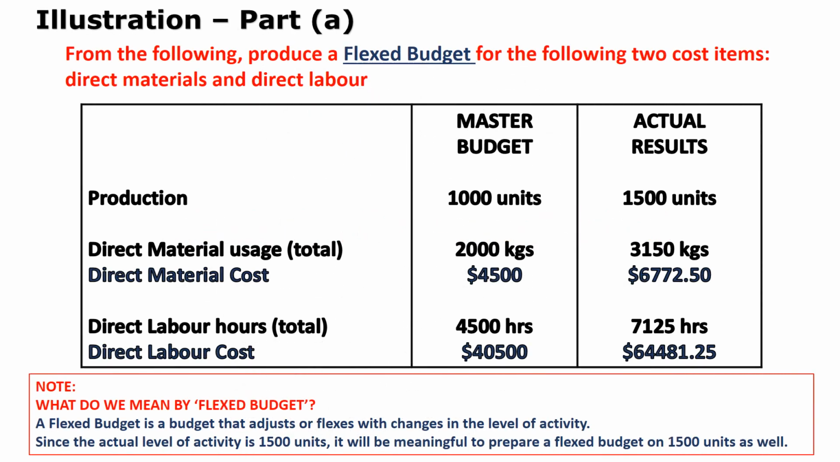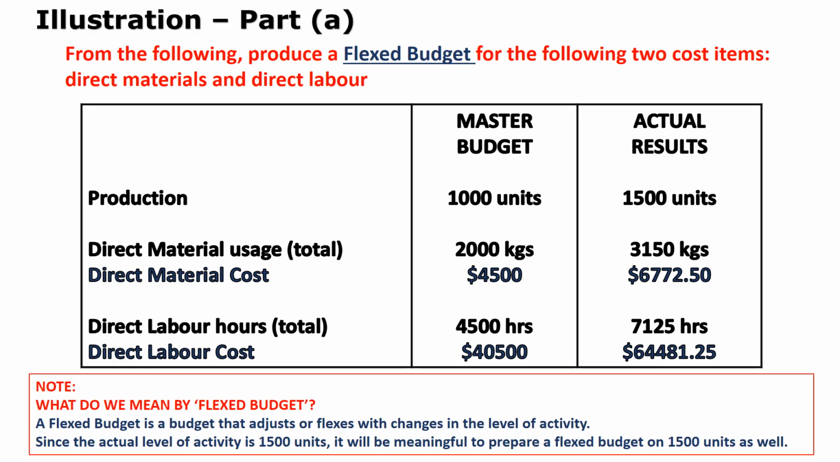From the following, produce a flexed budget for the following two cost items, direct materials and direct labor. You have in front of you information related to a master budget based on a production of 1,000 units, and also to actual results, which are based on an actual production of 1,500 units.